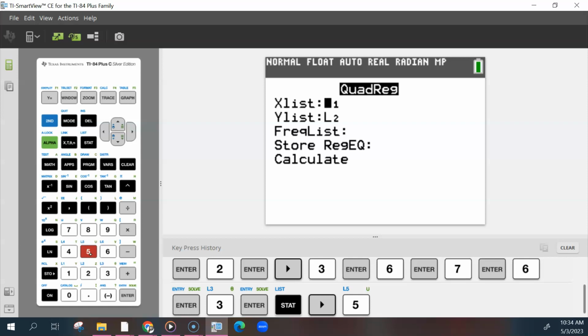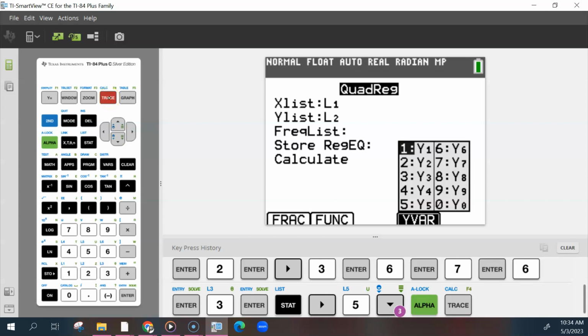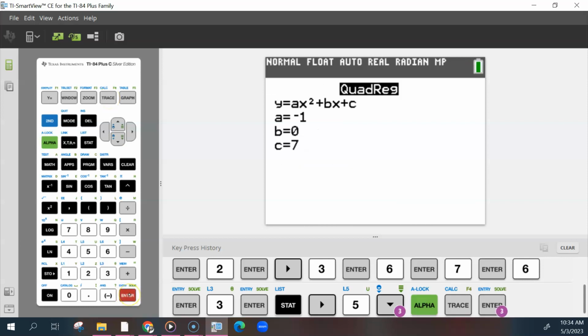Just as before, if we want to store it in the calculator, we go down to store regression equation, hit alpha trace, and enter 3 times. And it'll now give you 3 things instead of just 2, because there's an A, a B, and a C, which we should recognize from our quadratic equation, which should look like this. So we're going to take those numbers and put it in the equation for our curve of best fit.